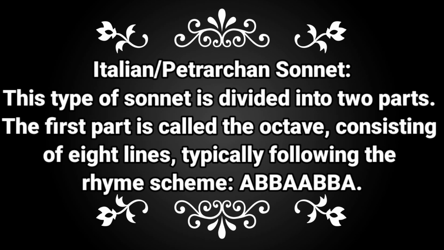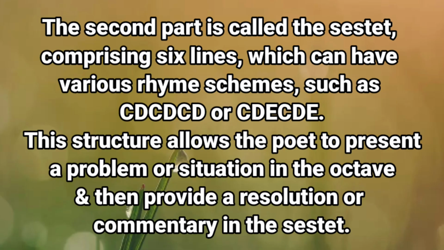This type of sonnet is divided into two parts. The first part is called the octave, consisting of 8 lines, typically following the rhyme scheme ABBA, ABBA. The second part is called the sestet, comprising 6 lines, which can have various rhyme schemes such as CD, CD, CD or CDE, CDE. This structure allows the poet to present a problem or situation in the octave and then provide a resolution or commentary in the sestet.